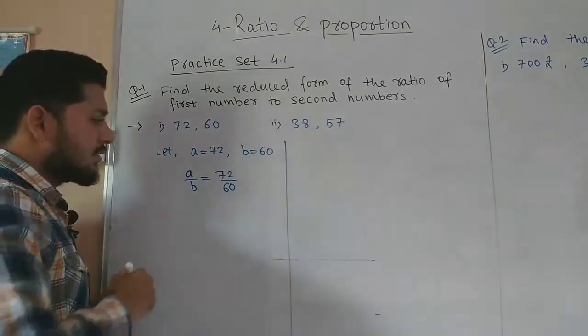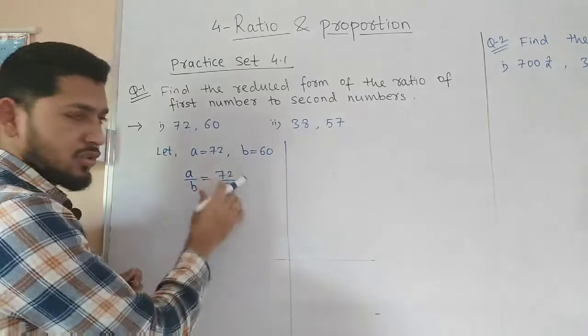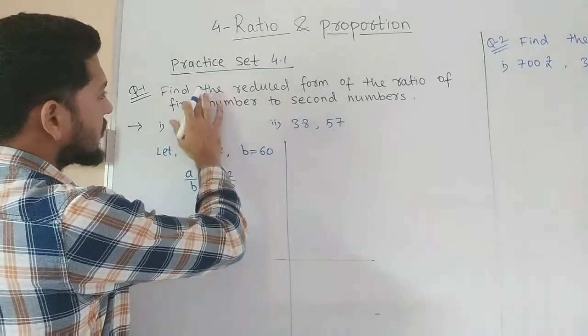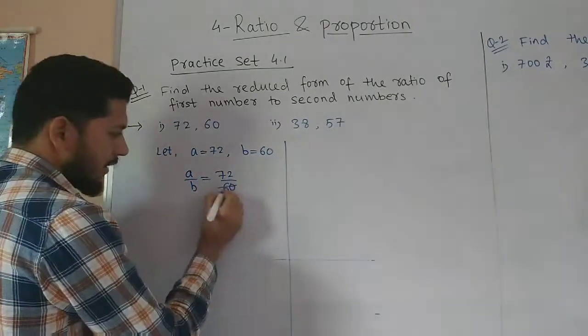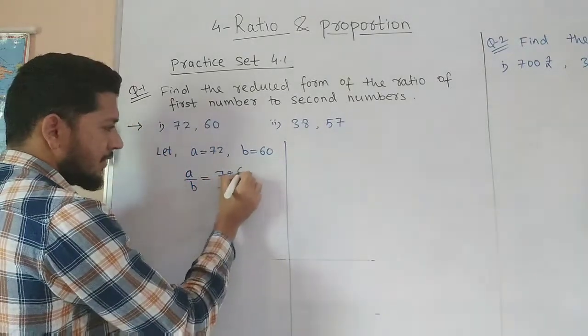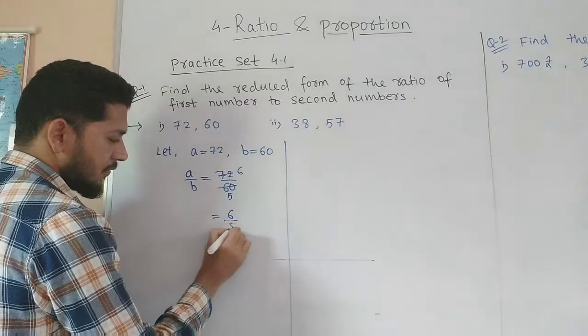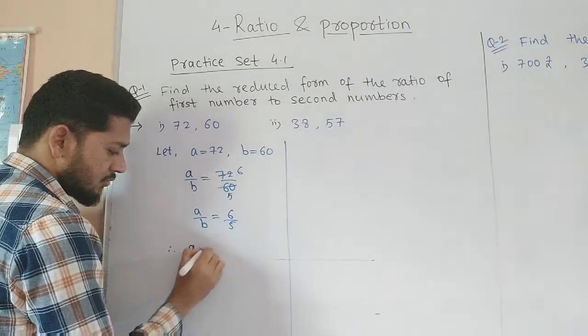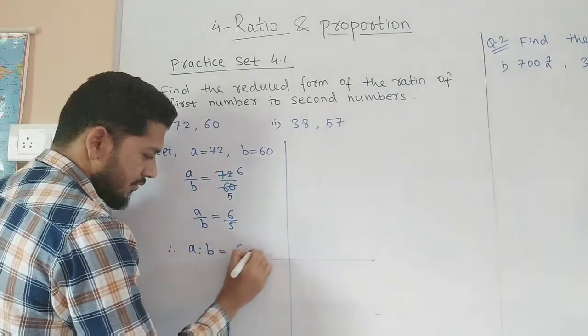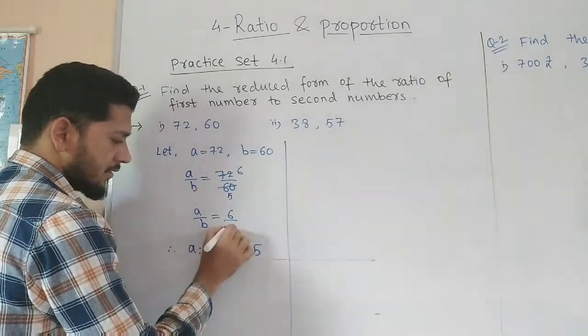Then we will get the reducible form. This is the ratio. The ratio we got, but what did the question ask? Find the reduced form. So we will divide this: 12 fives are 60, 12 sixes are 72. So this will be 6 upon 5. A upon B is given 6 upon 5. Therefore, A is to B is equal to 6 is to 5. So this is the answer.